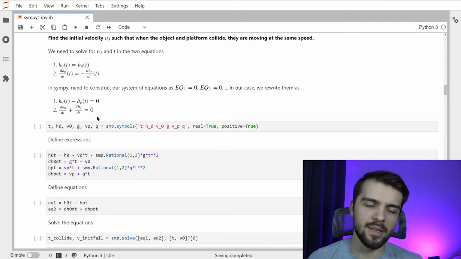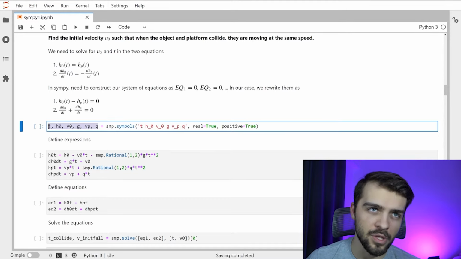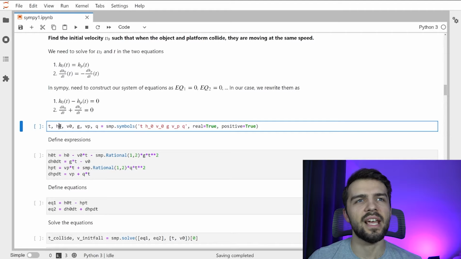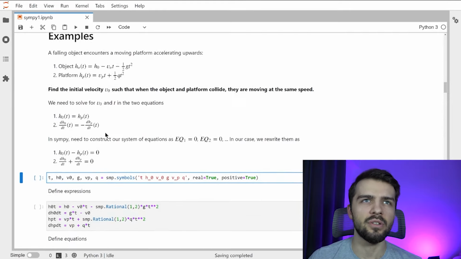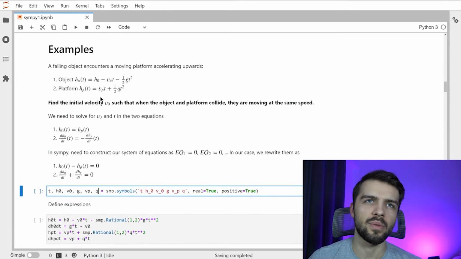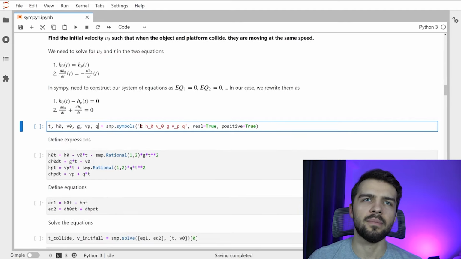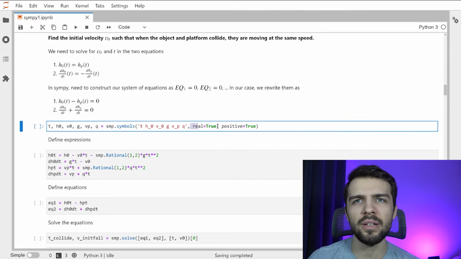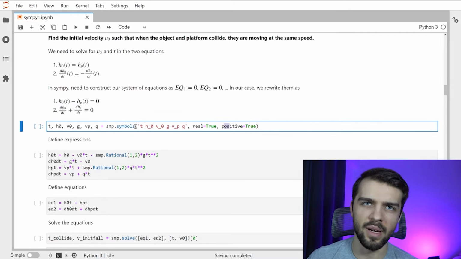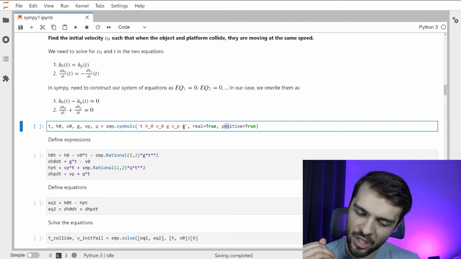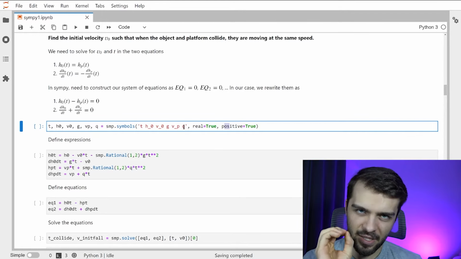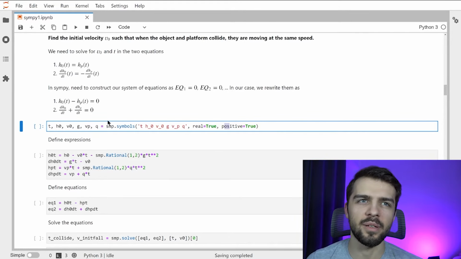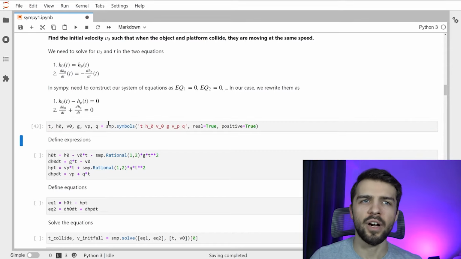So let's define the symbols that we have here. I define multiple symbols at once: T, H naught, V naught, G, VP, and Q. These are all the variables that show up in these equations. I space them apart, H naught, V naught, G, VP, Q, like I showed how to define above. They're all real and they're all positive in this case. Every one of these is positive. So good practice, like I said, is to define the properties of your variables. So I define all my symbols.